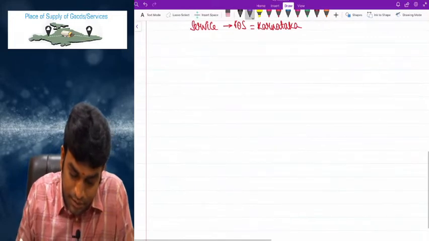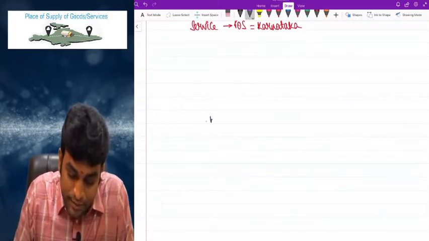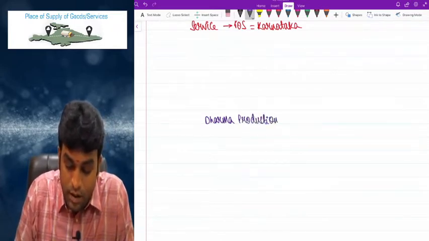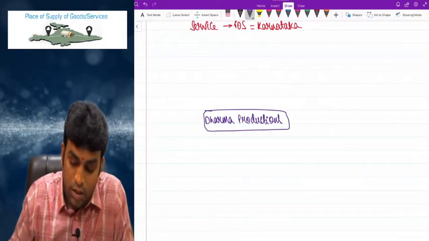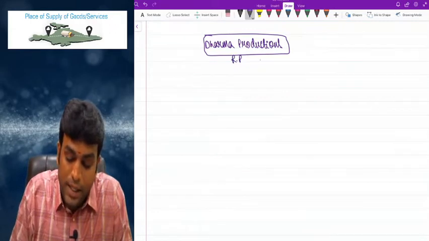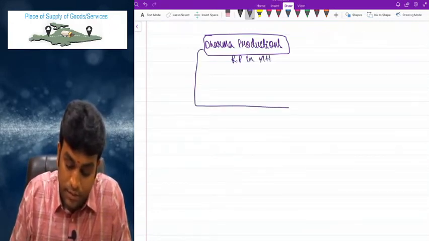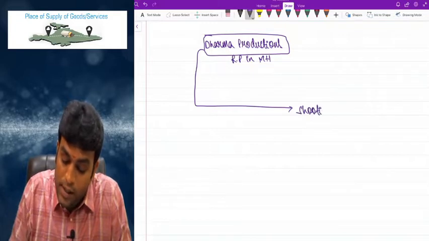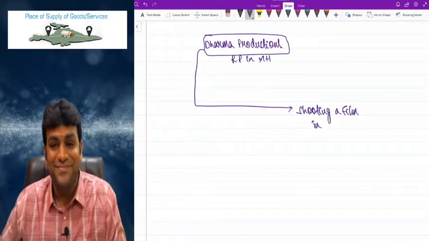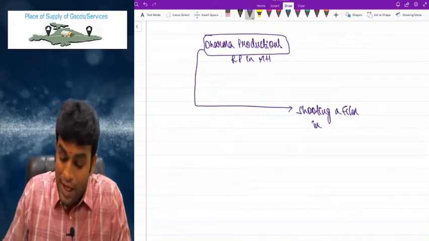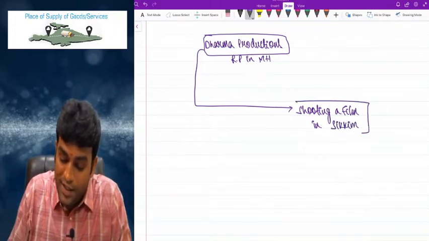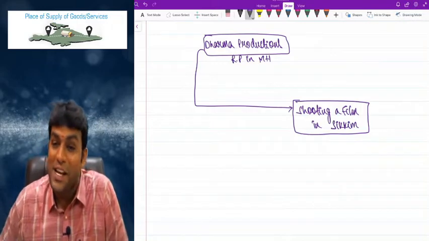Listen. So let's say there is somebody called Dharma Productions. Who is it, my dear friends? Dharma Productions, who is a registered person in Maharashtra. And what these people are doing is shooting a film, let's say in Sikkim. Dharma Productions, registered in Maharashtra, is shooting a film in Sikkim, my dear friends.